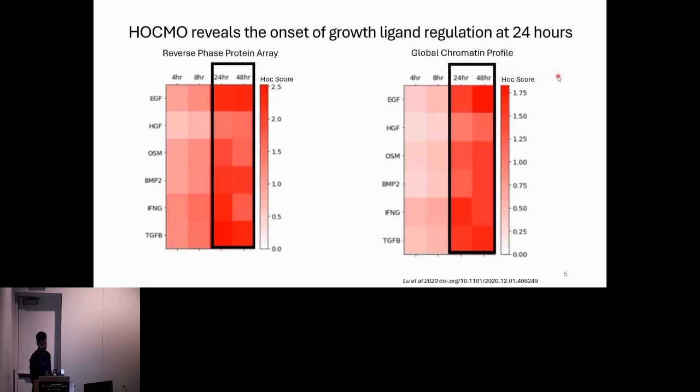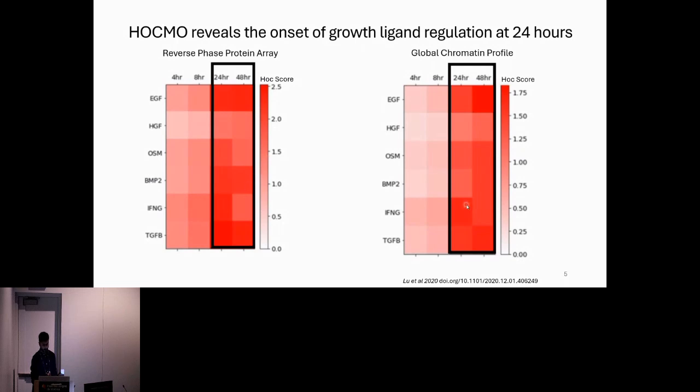If we take a look at the latent factors we extracted after applying HOCMO on our data set, we can see the strength of the regulation of protein expression and histone marks by each ligand at each time point. We can see the onset of regulation of these proteins and histone marks occurring at the 24-hour time point and going on to the 48-hour time point. This then gives us information on the timescale at which ligands present in the tumor microenvironment modulate breast cancer cells.